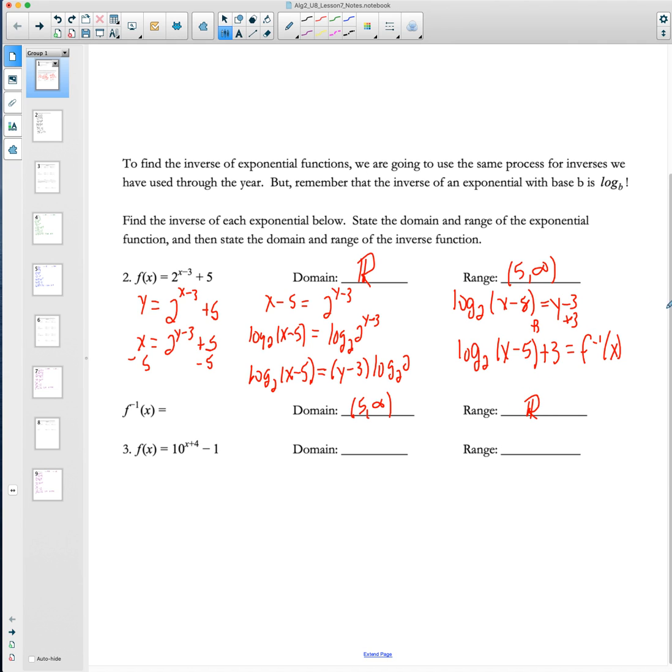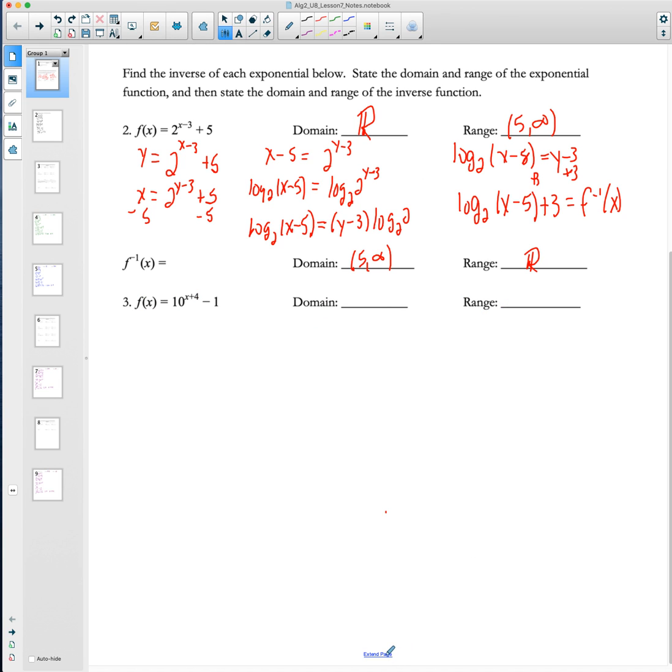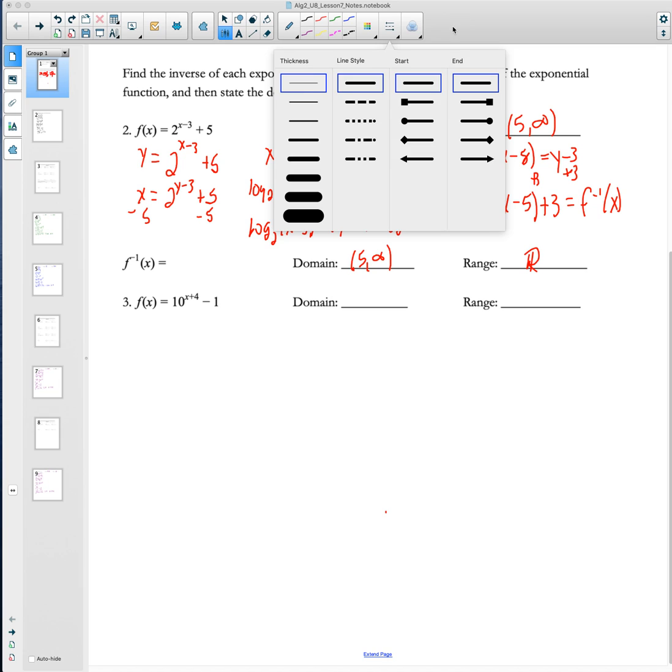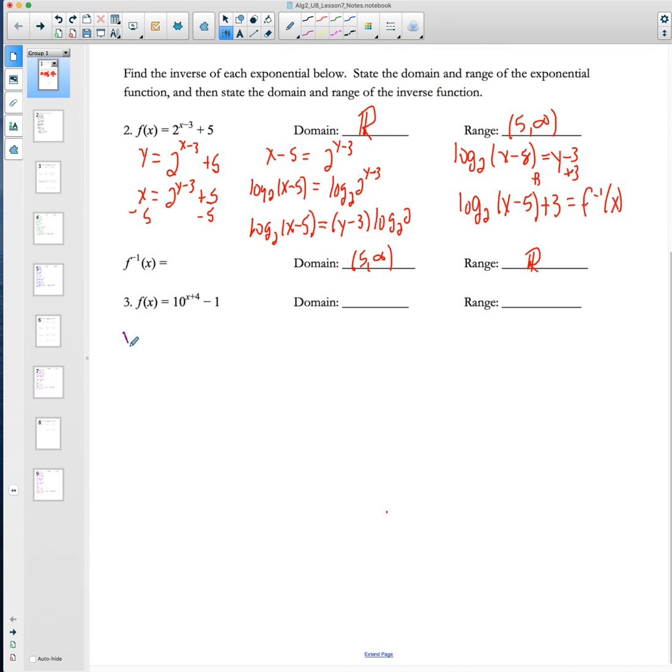All right, so let's do another one together here. So let's take a look at number 3 here, and we have base 10. So let's jump into writing this with y equals out front. All right, so y equals 10 to the x plus 4 minus 1.